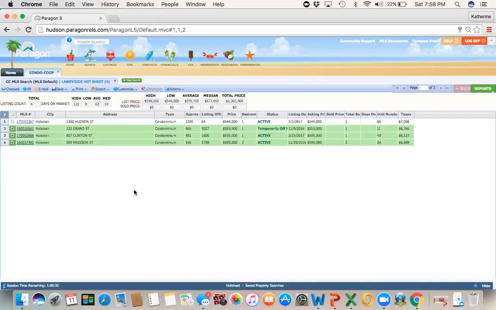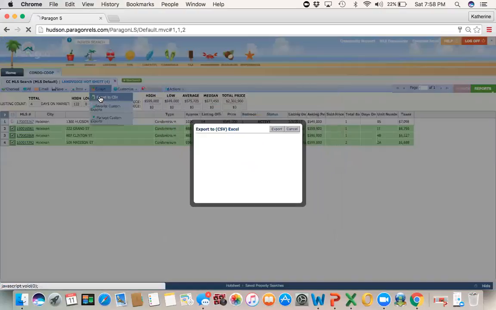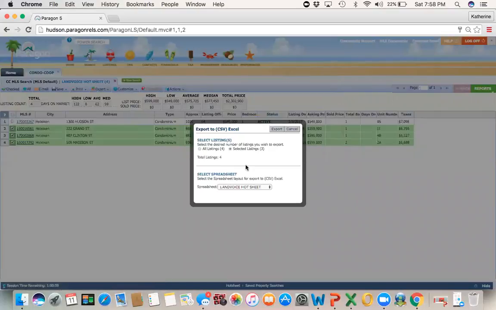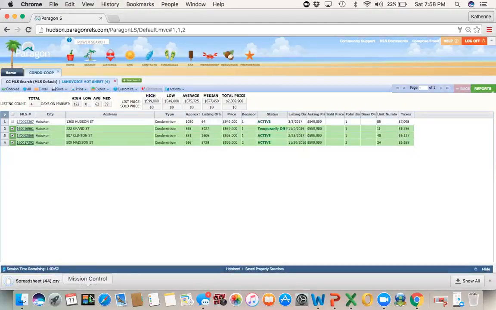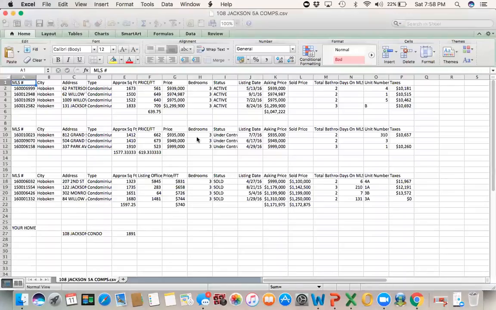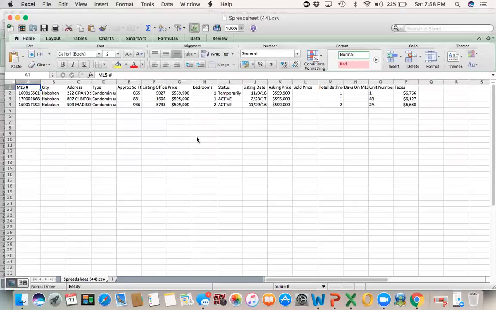So now I'm going to put these into an Excel sheet. So you hit export to CSV. Okay. And I have the selected 3 listings. You hit export. And Bob's your uncle. I don't know why it's called Land Voice Hot Sheet. It's how I saved it at one point. So now when you look, all of the information is there for me. Okay, so those are my actives.